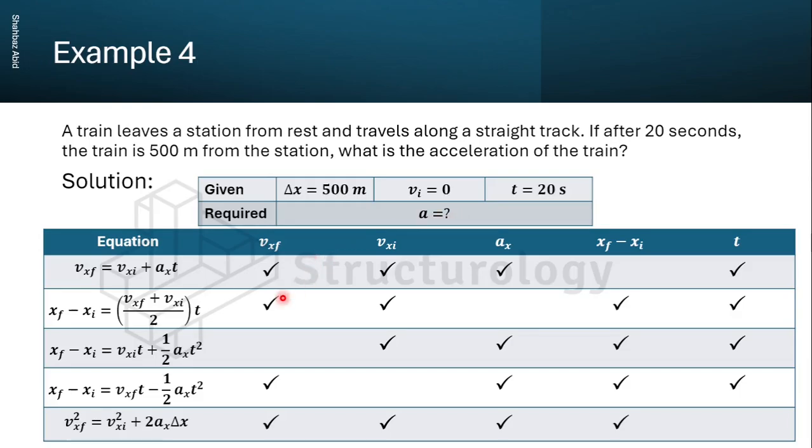The most suitable equation of motion for this problem is equation number 3, because we know the displacement, we know the time, and we know the initial velocity, and we want to get the acceleration. So we can use this equation to get the acceleration.